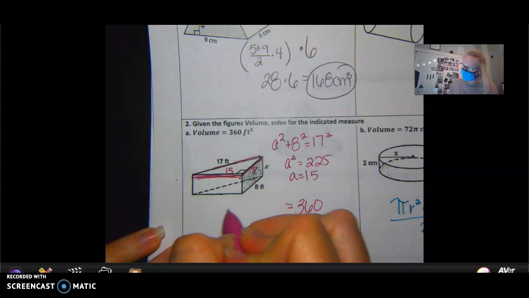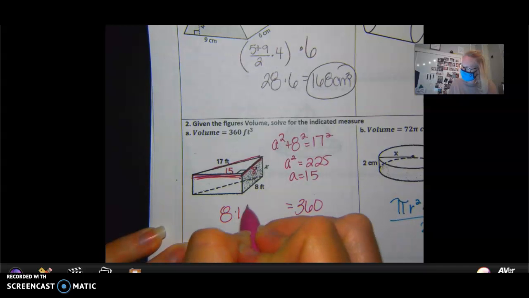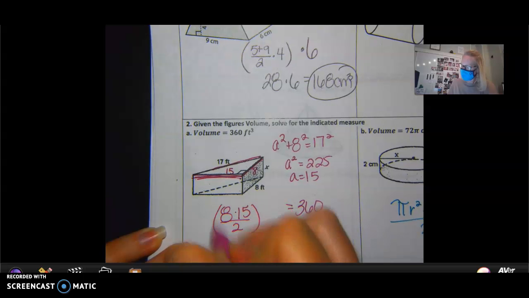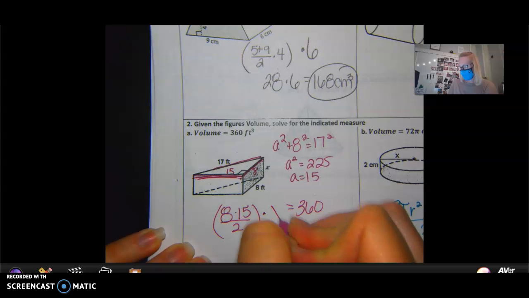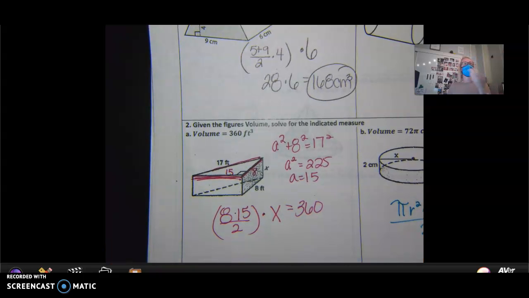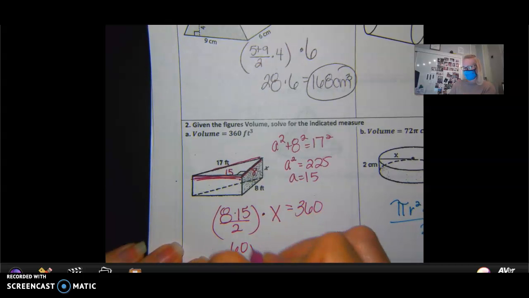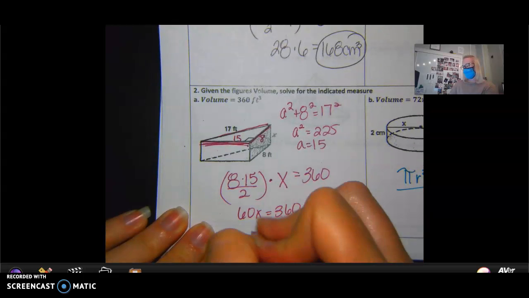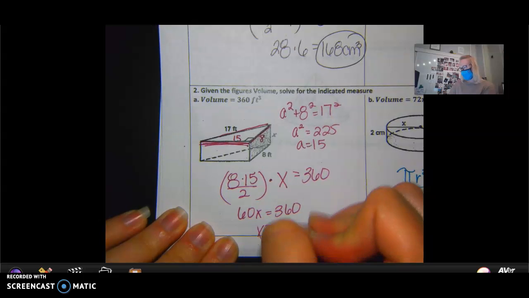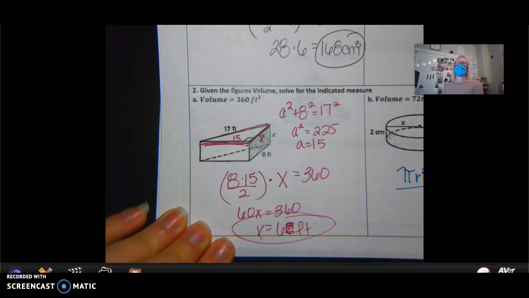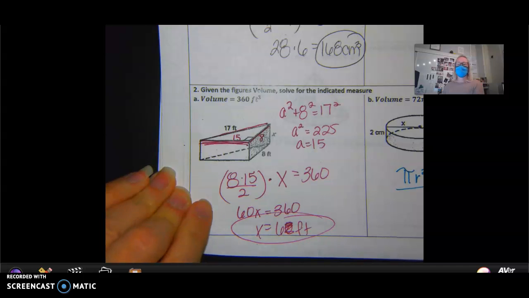Okay, what do I do? And then to that, in this formula, what do I do? Multiply it by its height, h or x. Okay, what is 8 times 15 divided by 2? So it's 60x equals 360. So divide both sides by 60. What does x equal? Oops, not 60, but 6 feet, right? Any questions on that? All right, good job.